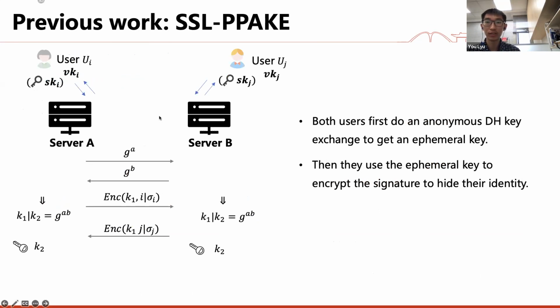Now we recall the construction idea of SSL PPAKE. The protocol is also based on the Diffie-Hellman key exchange. When a session starts, both users first do an anonymous Diffie-Hellman key exchange to get an ephemeral key. Then they use this Diffie-Hellman key to encrypt the signature to hide their identity and authenticate each other.